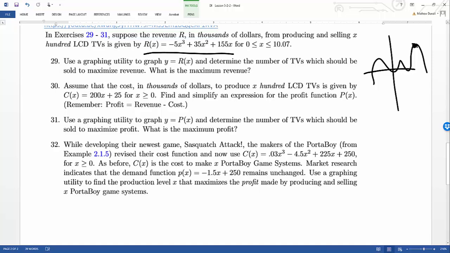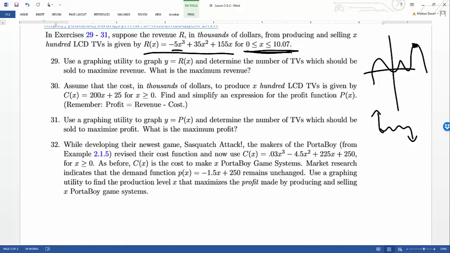Now, here's the key, though. Just by looking at this, my end behavior is going to do something like this. Your domain is important. Your domain is from 0 to 10.07. So you need to look at that domain there, and your answer is going to be between that 0 and 10.07.